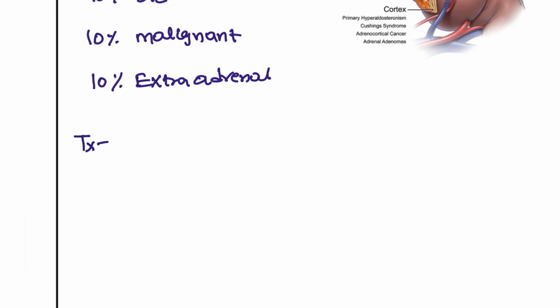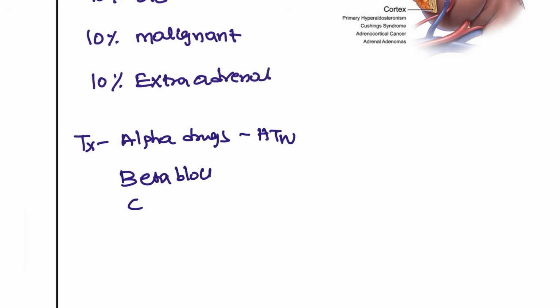And the treatment of choice is A, B, C. First you give the alpha drugs to control the hypertension, followed by the beta blockers.